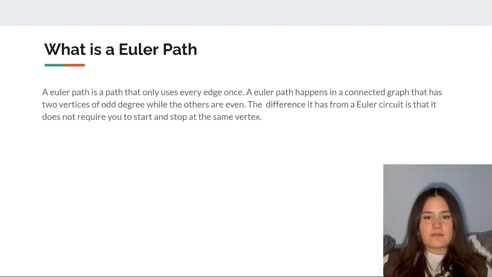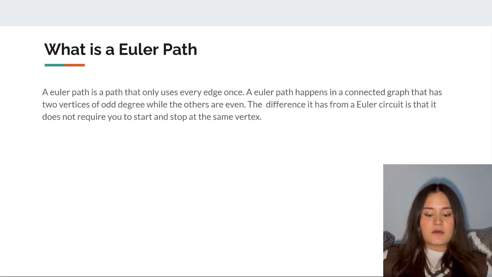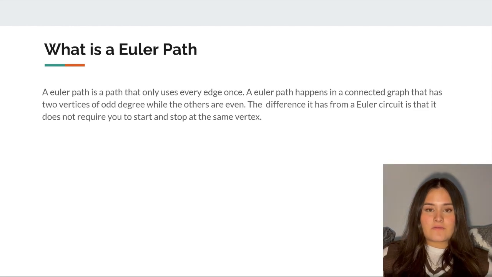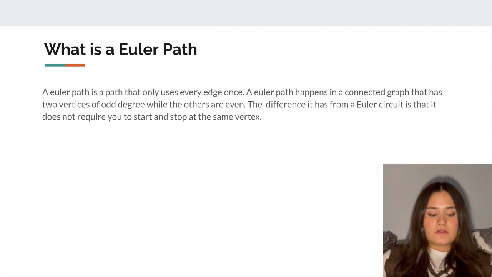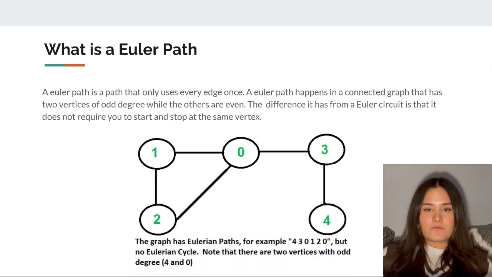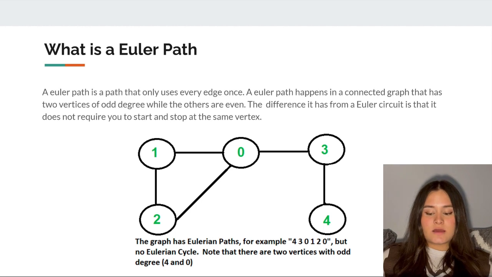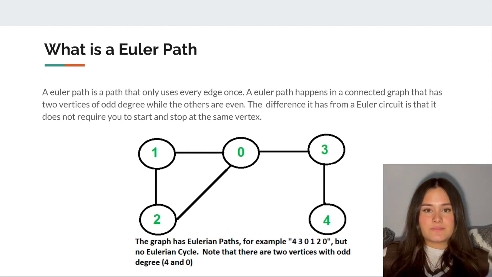What is a Euler path? A Euler path is a path that only uses every edge once. A Euler path happens in a connected graph that has 2 vertices of an odd degree while the others are even. The difference from a Euler circuit is that it does not require you to start and stop at the same vertex. An example of this is seeing a map of a route with different roads, but none of them are covered twice.